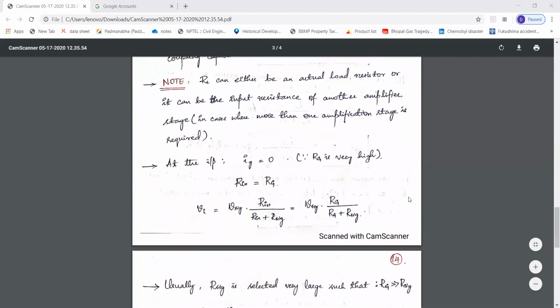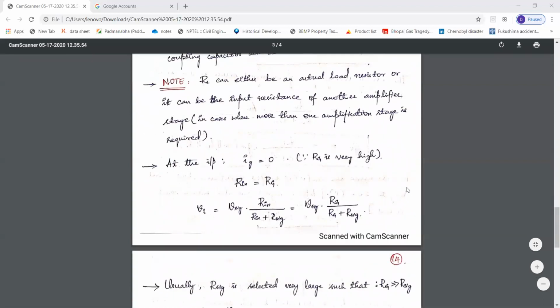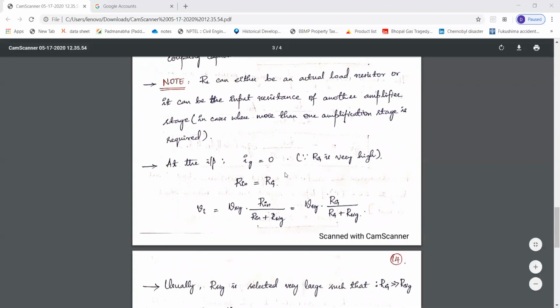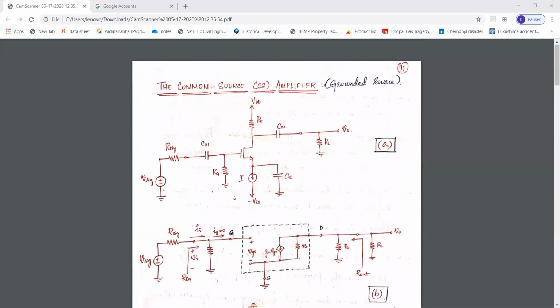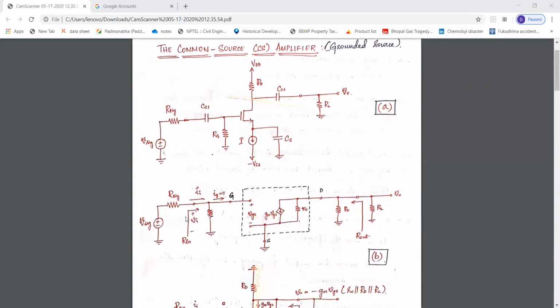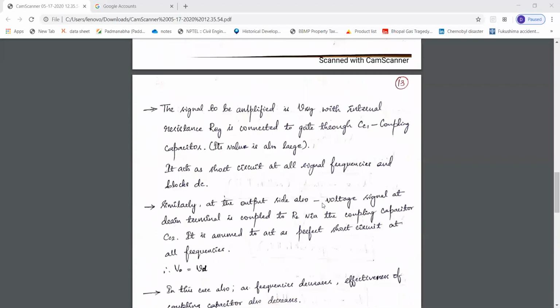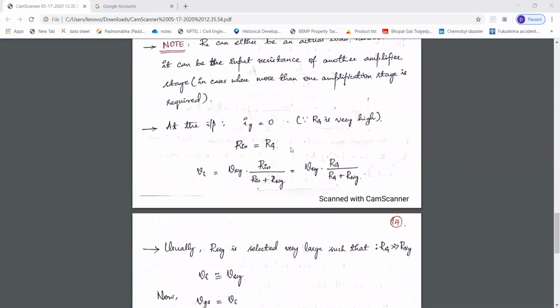And next, this is the analyzing part of the circuit. See, at the input, we know that this Ig is equal to 0 because Rg is very high, and this Rin, see, we are looking from this side, isn't it? So here we have Rg. So this Rin is equal to Rg, and that is written over here.